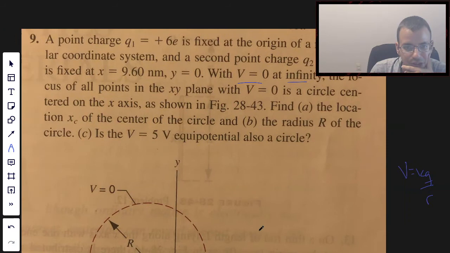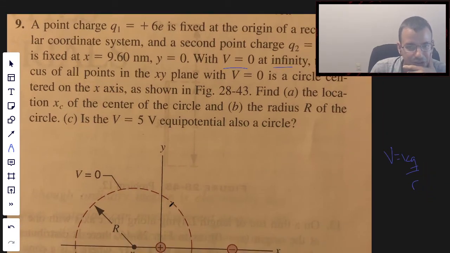The locus of all points in the xy plane where voltage equals 0 is a circle centered on the x-axis. Okay, yep, so it says that xc is on the x-axis. Find a, the location of xc, find r, the radius of the circle, and then is the 5 volt equipotential also a circle, or is it a different shape?